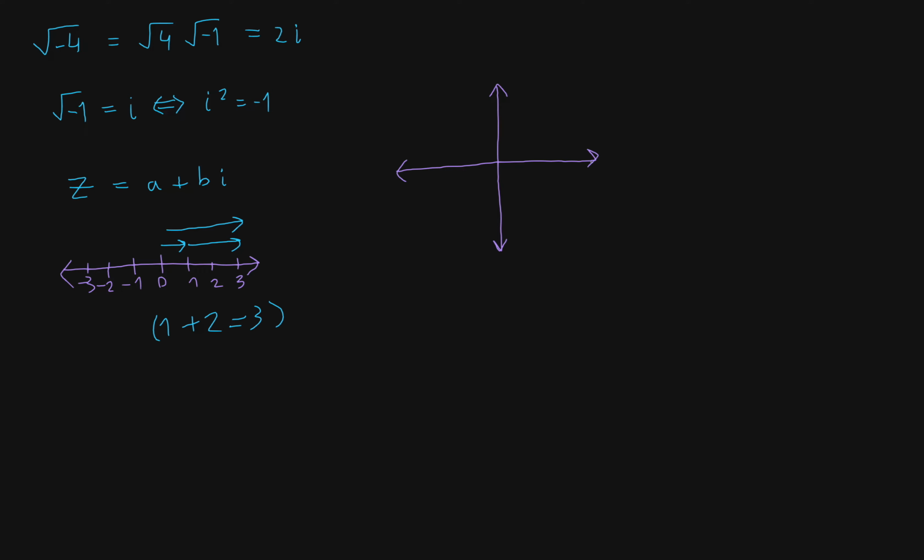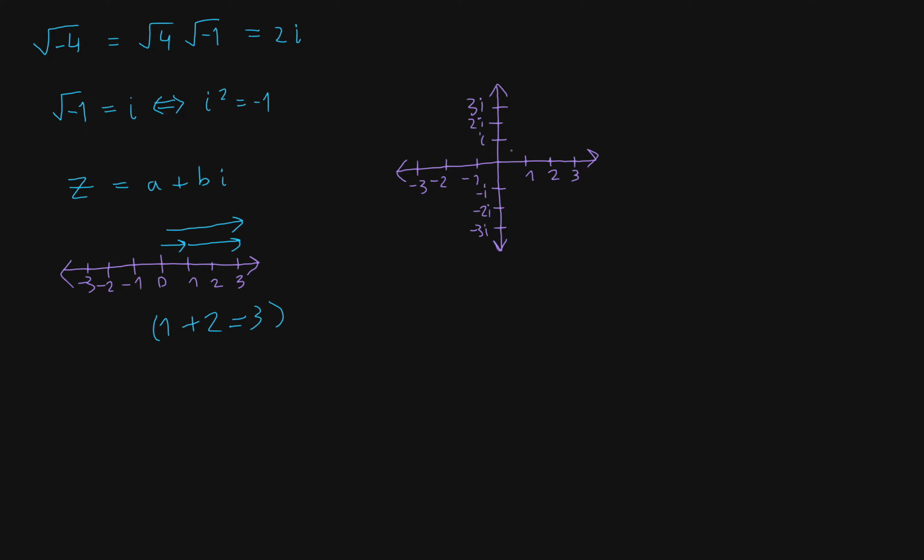And so now let's just put everything in here. We have 1, 2, 3, negative 1, negative 2, negative 3, and then here we have i, 2i, and 3i. And then same here for the negatives. We have negative i, negative 2i, and negative 3i.